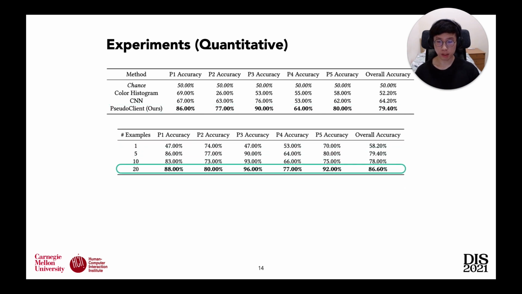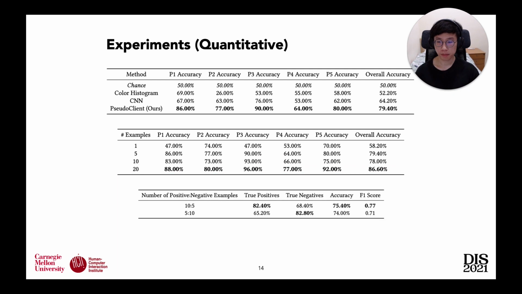PseudoClient's performance also improves as we increase the number of design examples available for referencing. By giving different ratios of like and dislike examples, designers can focus on optimizing true positive accuracies or true negative accuracies. For example, a designer can focus on optimizing true negative accuracies to really avoid producing a design that the client dislikes.